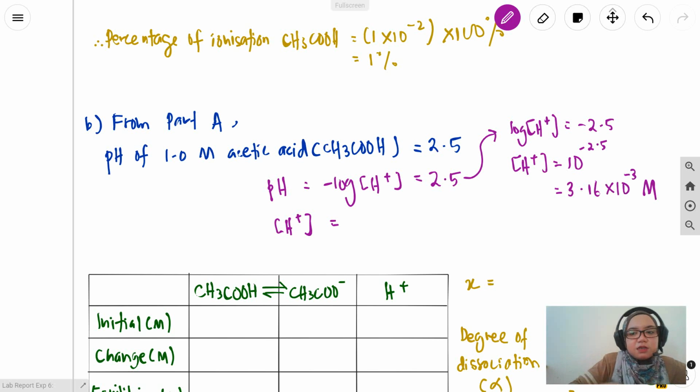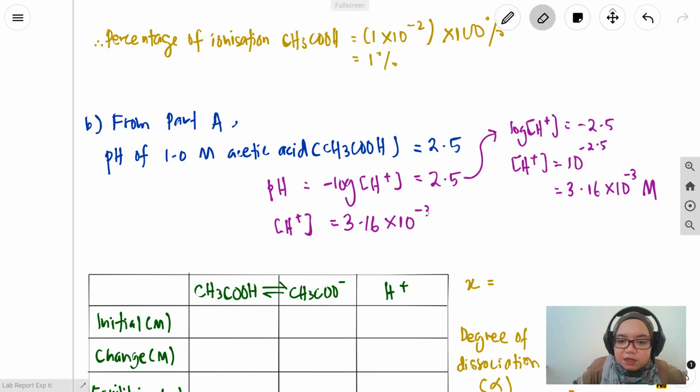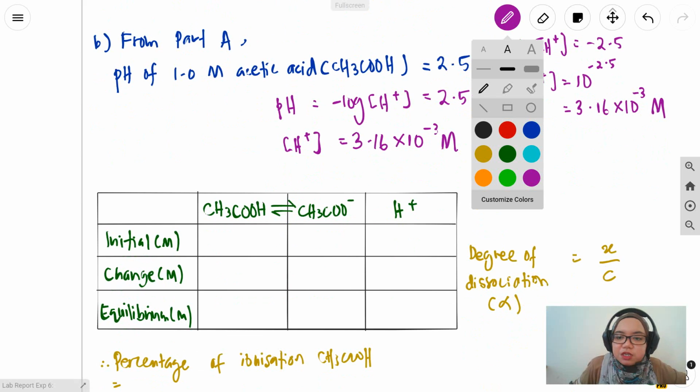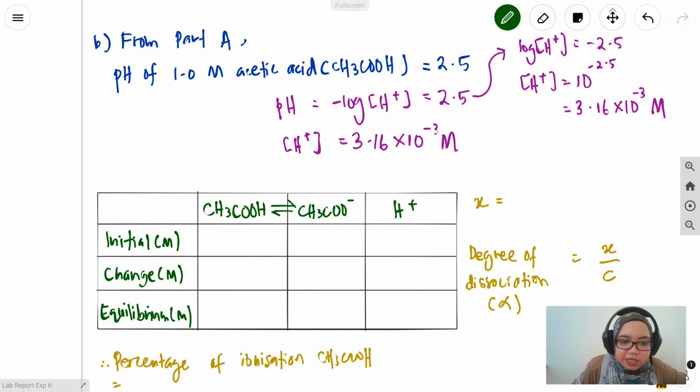So let me check the calculation again. Did I make a mistake? Alright, no, this is correct. So here we already know that the concentration of H plus is 3.16 times 10 negative 3 molar. Okay, so now we are going to do the ICE table again. So we know that the initial concentration of acetic acid is 1.0 and this one is 0 and this one is 0.